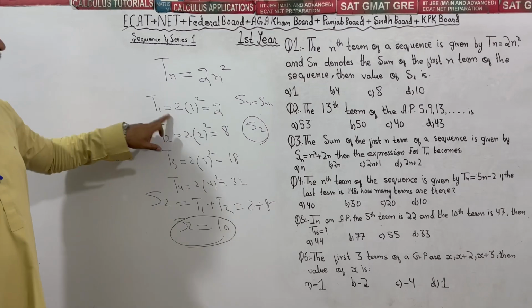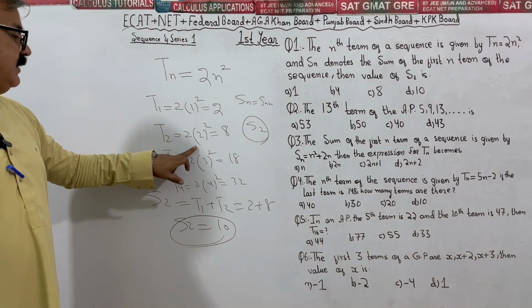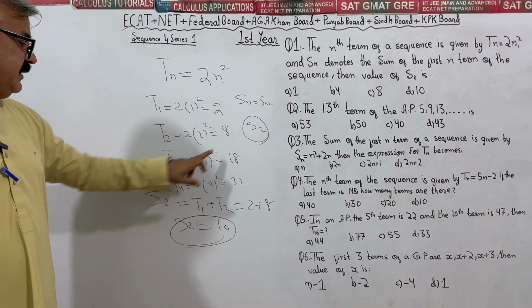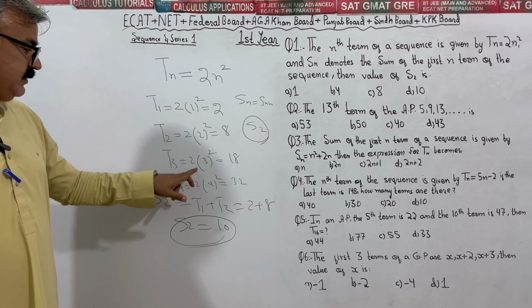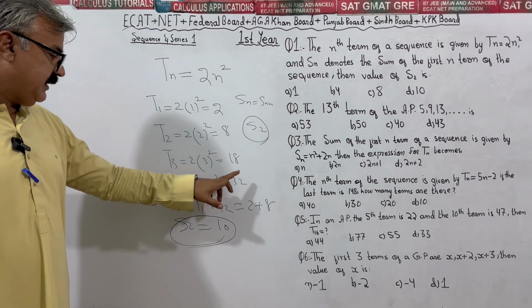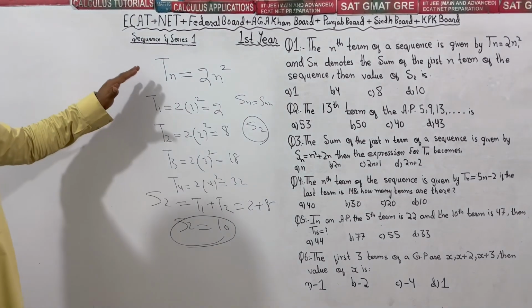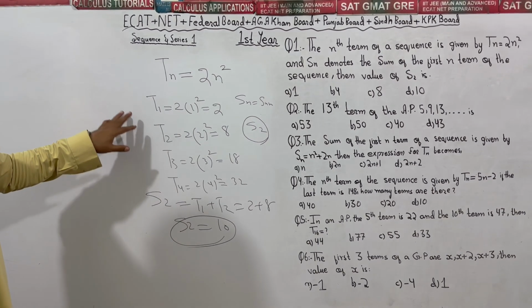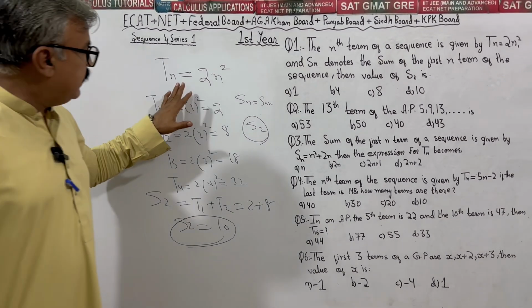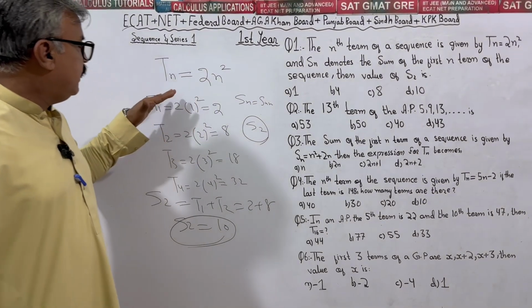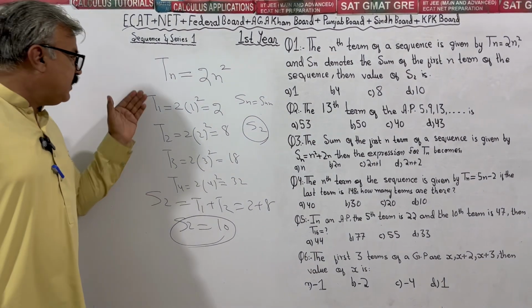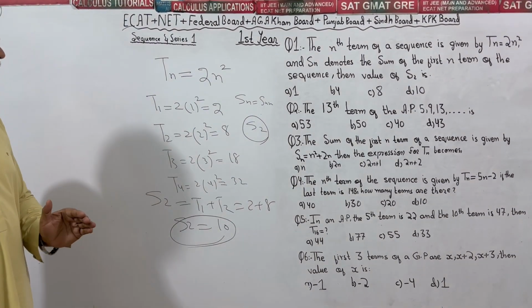If I put n is equal to 1, it is our first term. Put n is equal to 2, it is our second term. T3, 2 times 3 square means 2 times 9, 18, and so on. There is no need to find whether it is arithmetic, harmonic or geometric. You have been given a general term formula. Run the loop by putting values of n is equal to 1, 2, 3, natural numbers.